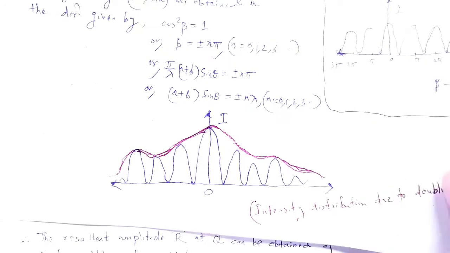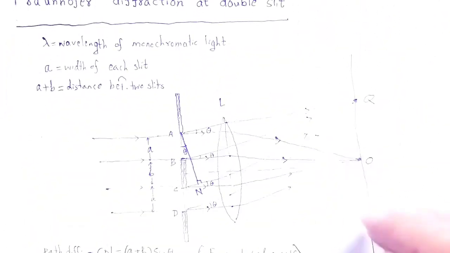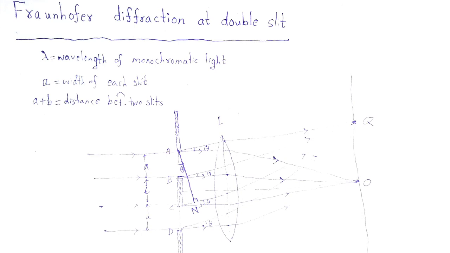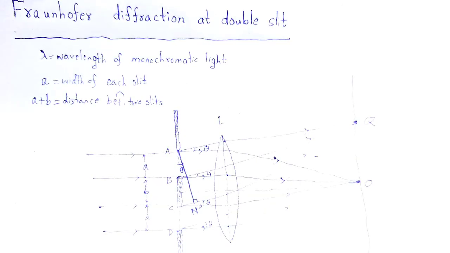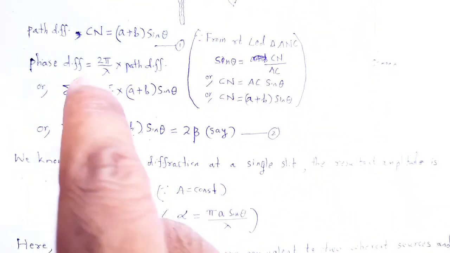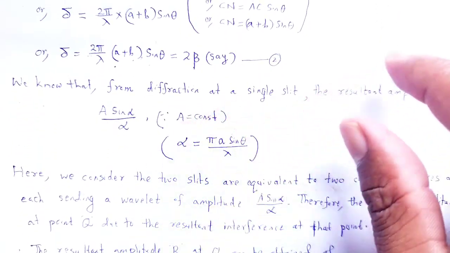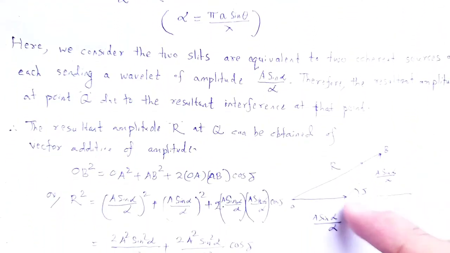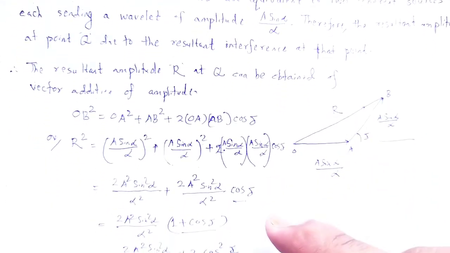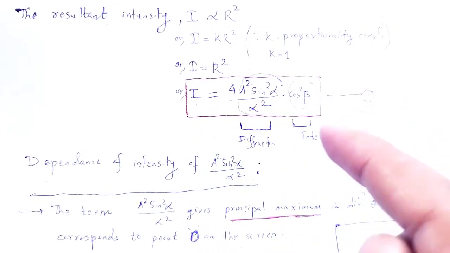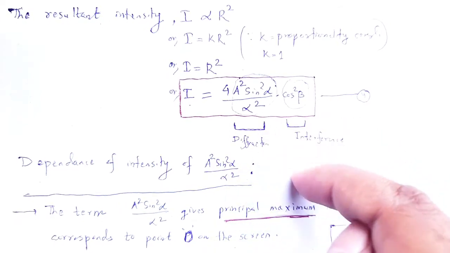So with the help of this video lecture, we understand Fraunhofer diffraction at a double slit. First we calculate the path difference, then the phase difference, taking these two slits as coherent sources, each having amplitude A sin alpha by alpha. The resultant amplitude is calculated by the vector addition rule. From the relation between amplitude and intensity, the resultant intensity is the given expression, which is the combination of both diffraction as well as interference.